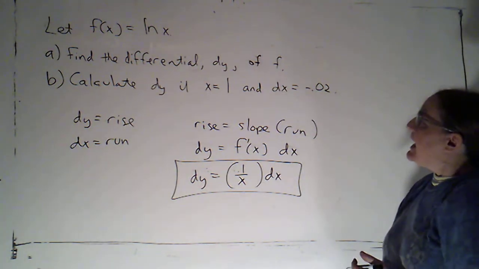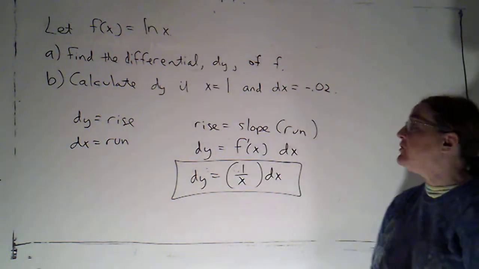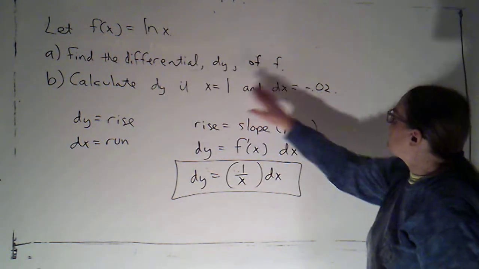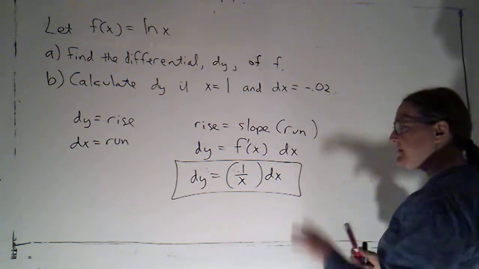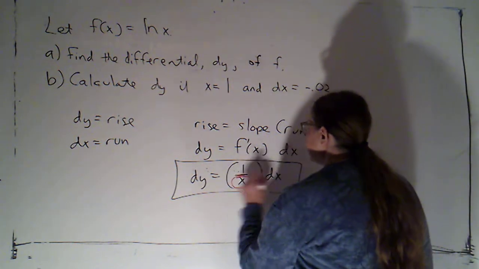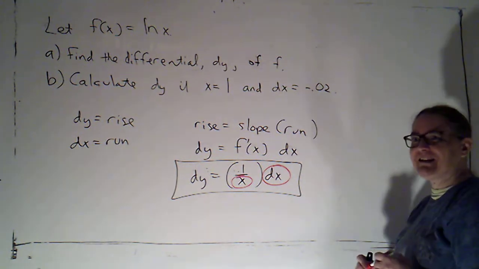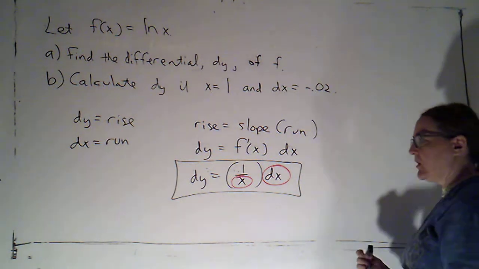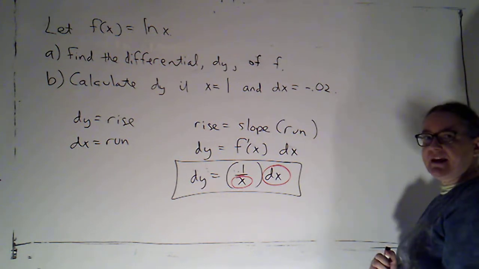Now we're asked to get a numeric value for it if x is 1 and dx is negative 0.02. Notice, this is one of the first times you've maybe seen this. This is essentially a function of two variables. There are two things I need to plug in to get a numeric value. I need to know the x value of the point of tangency.